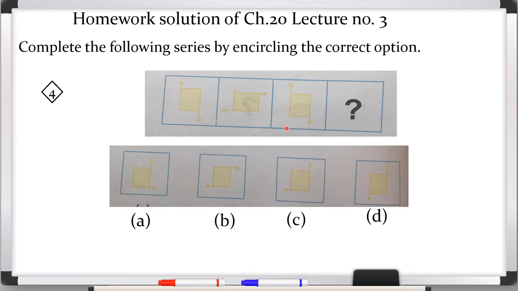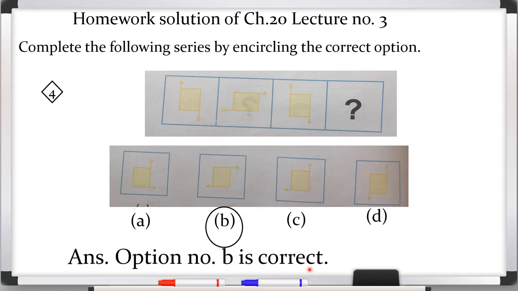So now we have to find out the correct option from B and C. For that we need to see its standing line with circle. Here the standing line with circle is at the bottom part, then at the left part, then top, and now it should be at the right hand side. So it is in option number B. So we will circle this option number B, and here we will write the answer that option number B is correct.